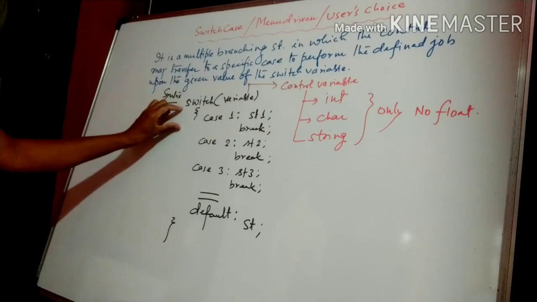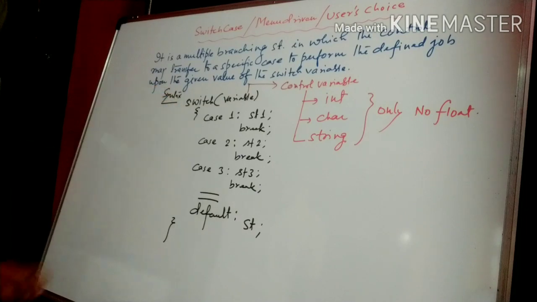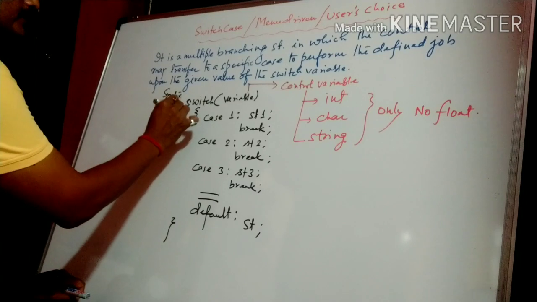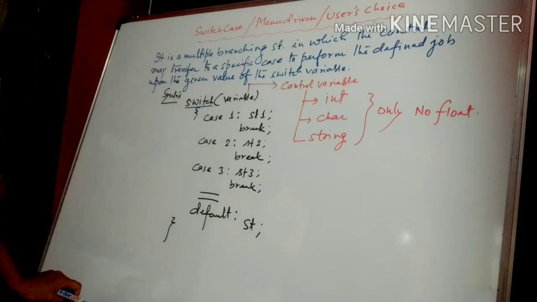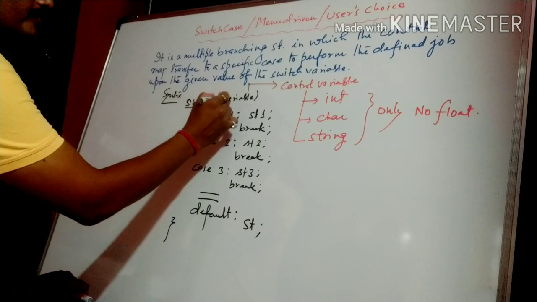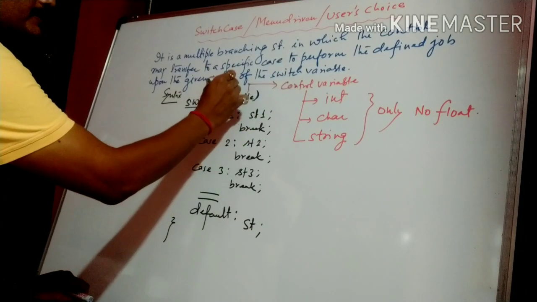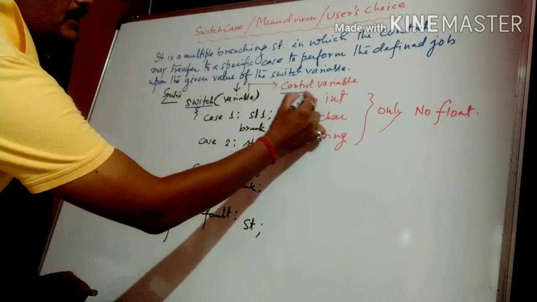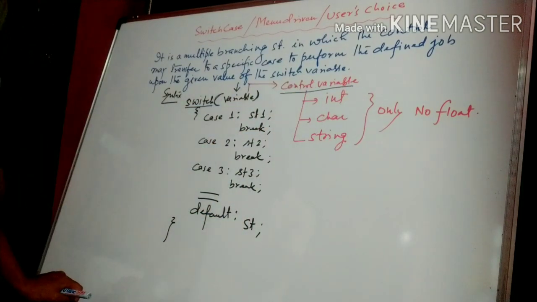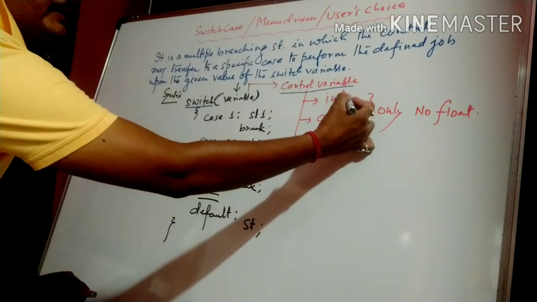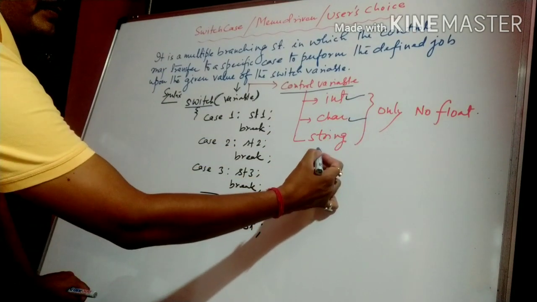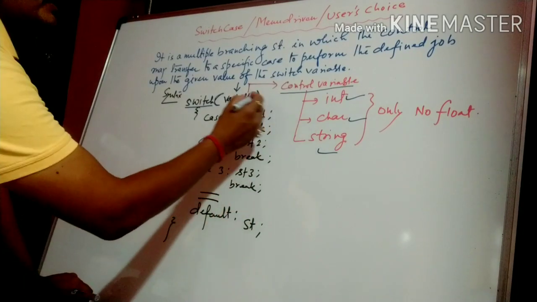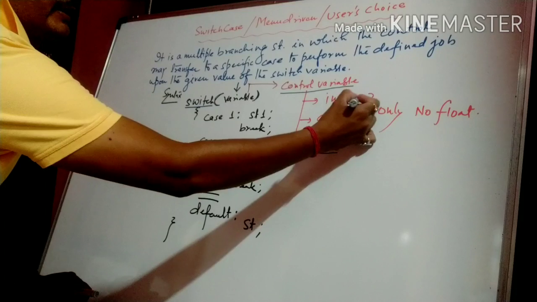This is the syntax of switch case. We'll start with switch, that will be small letter, and there will be a parameter within brackets. We will pass a parameter variable. That variable is known as the control variable. That variable may be integer, may be character, may be a string. Most of the time the control variable will be integer type.